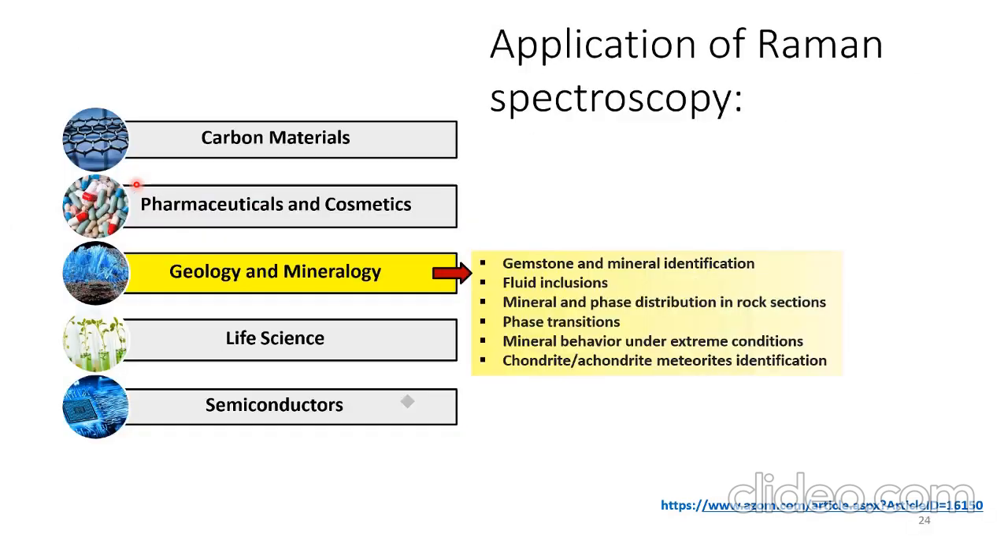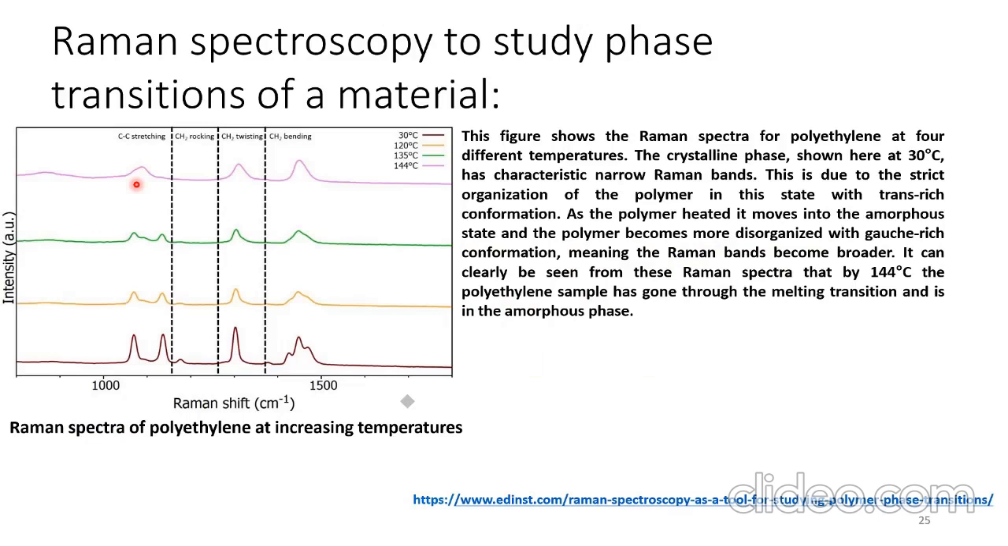Then the third application is geology and mineralogy. Gemstones and mineral identification can be done with Raman spectroscopy. Fluid inclusions, minerals and phase distribution in rock, etc. Then phase transitions, as I have already told, then mineral behavior under extreme conditions, like heating or low pressure conditions. Those can be detected.